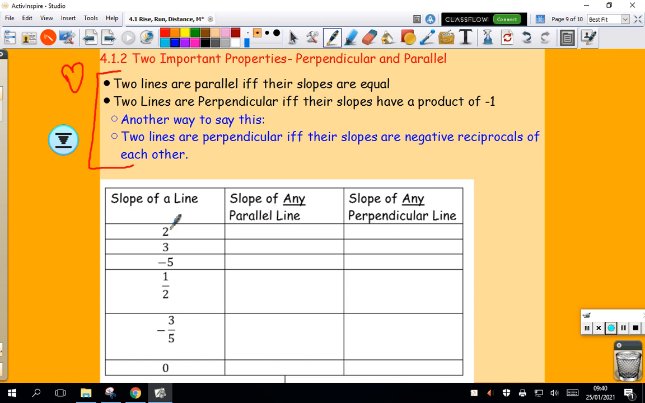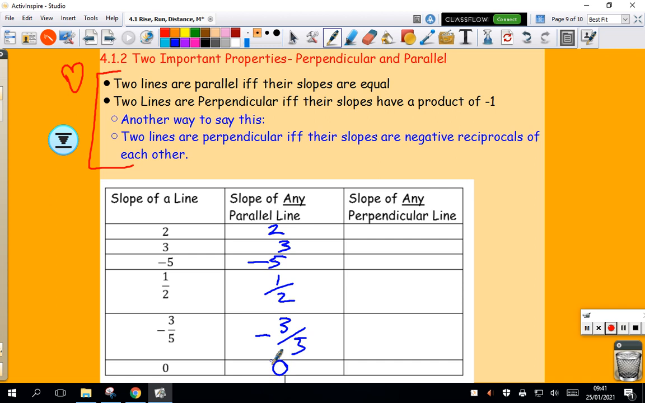We said the slope of any parallel line will be equal to the slope of the original line. So if the slope of a line is 2, the slope of any parallel line is going to be 2. If the slope of a line is 3, the slope of any parallel line is going to be 3. If the slope of a line is negative 5, any parallel line will also have a slope of negative 5. A line with a slope of a half will be parallel to any other line with a slope of a half. A line with a slope of negative 3/5 will be parallel to any other line with a slope of negative 3/5. A line with a slope of 0 will be parallel to any other line with a slope of 0.